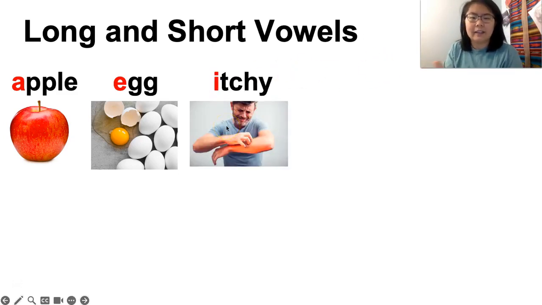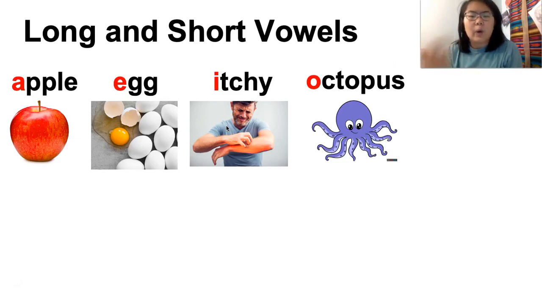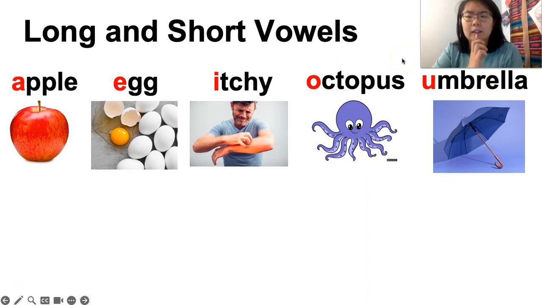Short I, like the word itchy, I. Short O, like octopus. And umbrella for short U. A-E-I-O-U, short sounds.